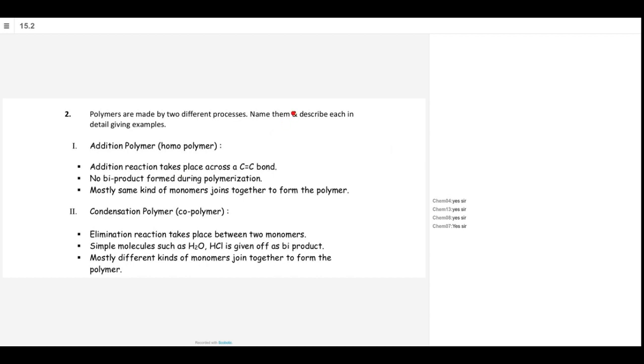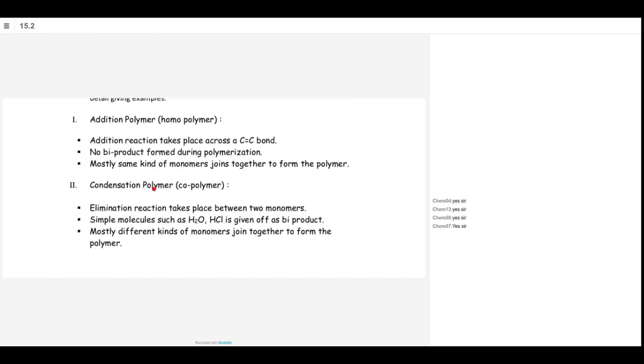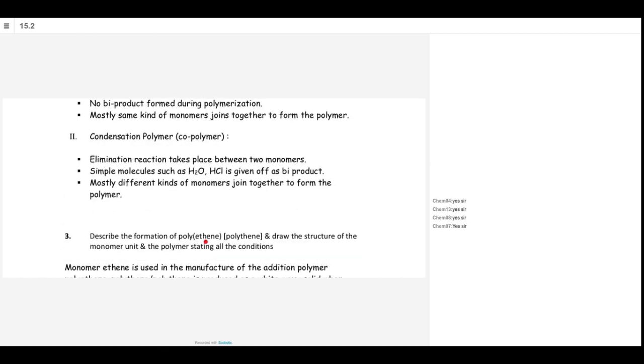As for condensation, the condensation polymer is formed by an elimination reaction, where monomers are combined via elimination. In fact, the mechanism is addition followed by elimination. That's why we call such reactions condensation reactions. Because elimination occurs, a simple molecule such as water or hydrogen chloride can be produced as a byproduct. In some situations in condensation polymers, different types of monomers combine. Sometimes even the same type can combine.